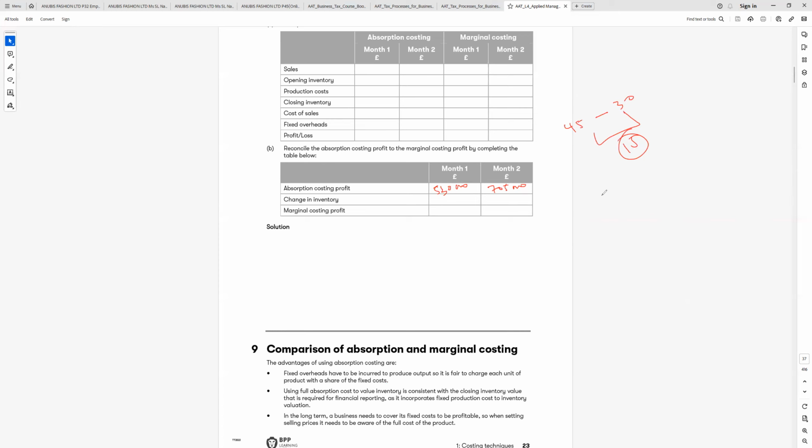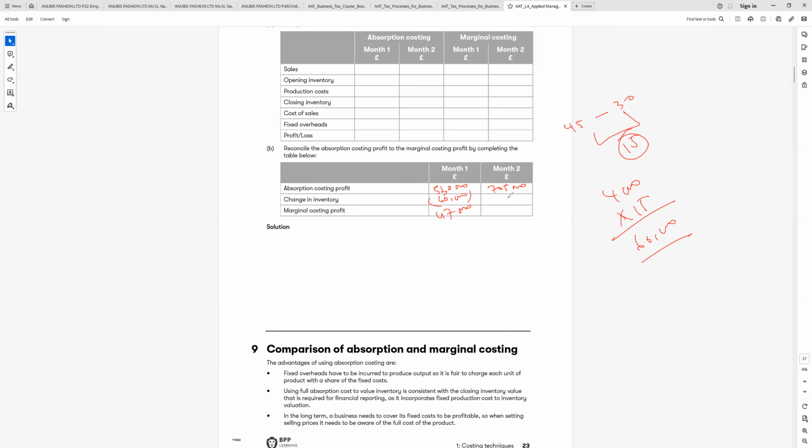This is the whole reason. So the first one was 4,000 multiplied by 15. The closing inventory was 4,000. So 4,000 multiplied by 15 gives us 60,000. So you have 60,000 here. If we minus it, we get exactly the profit we have from the marginal costing, that is 470. It will match with the previous calculation.